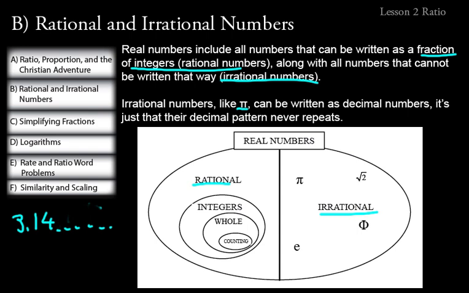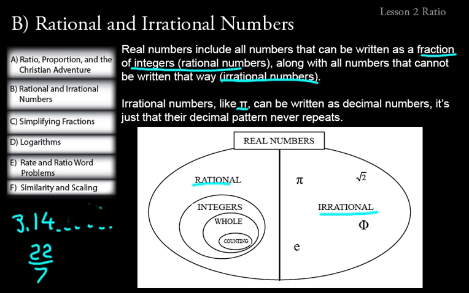Some people define pi as 22/7, a ratio of integers, a fraction of integers, but that's a simplified version of pi, just like 3.14 is. That's not really true pi.